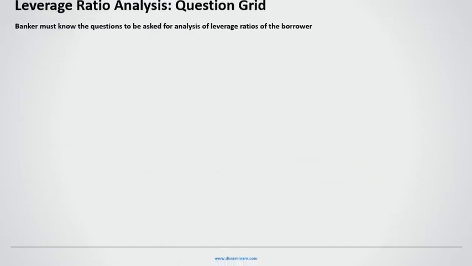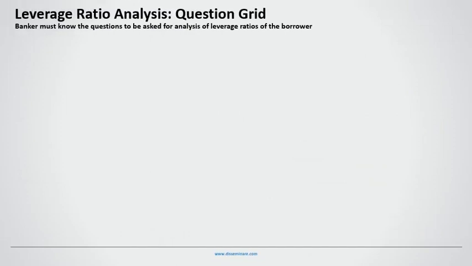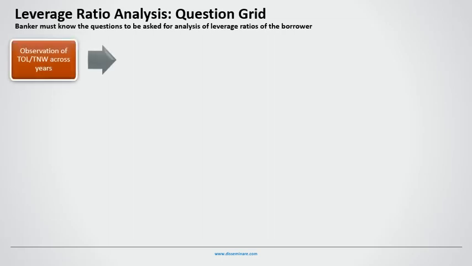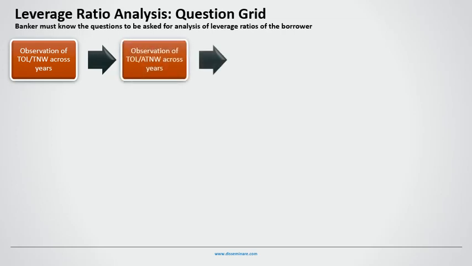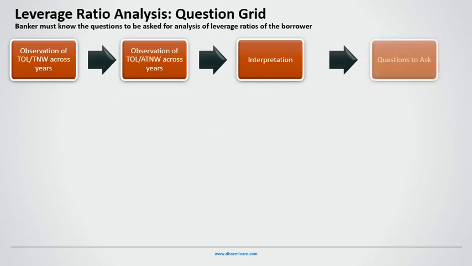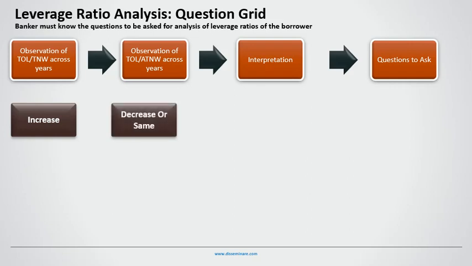We shall now look at few cases of the leverage ratios observation made by bankers across multiple years. The first ratio is TOL by tangible net worth, and the second ratio is TOL by adjusted tangible net worth or ATNW. The cases are for the various combination of the ratios increasing and decreasing across years. The banker must interpret such observations and ask relevant questions to the borrower. Let us see case 1. TOL by TNW increased across year and TOL by ATNW decreased or remained same.